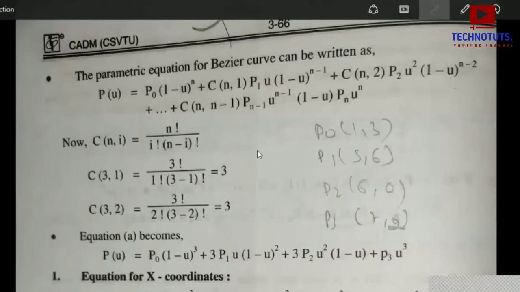Whatever number of control points you have to find, suppose in this problem it is given that we have to find 4 control points, starting from P0, P1, P2 and P3. So what will the n value? The number of control points minus 1 will be your n value. So here C(n,1) is C(3,1), which is obtained as 3 factorial divided by 1 factorial times 3 minus 1 factorial, which is equal to 3. That is, C(3,1) is 3, and C(3,2) is also 3.